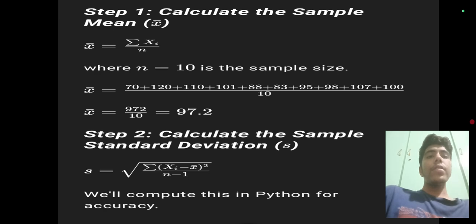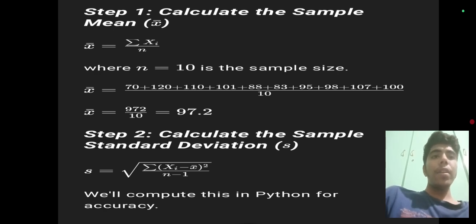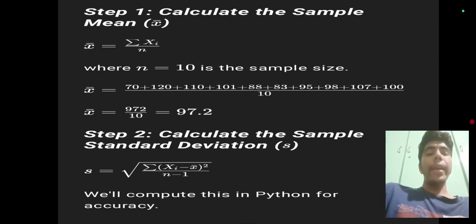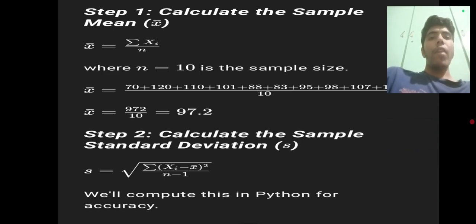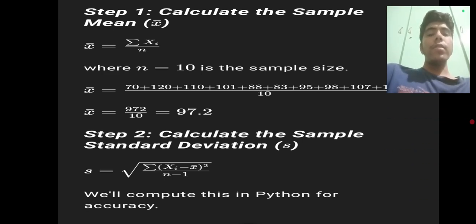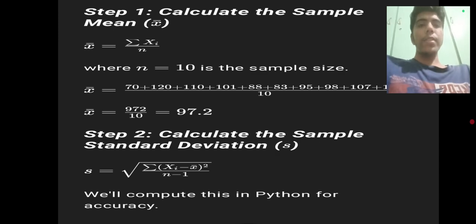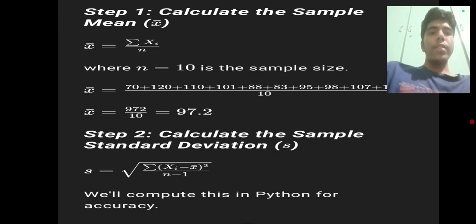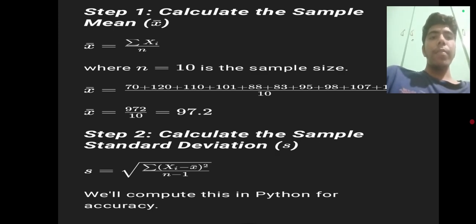The first step for the solution is step 1, calculating the sample mean. The formula is x bar equals summation of xi by n. Here n equals 10, which is the sample size, and x bar is calculated, which is 97.2.